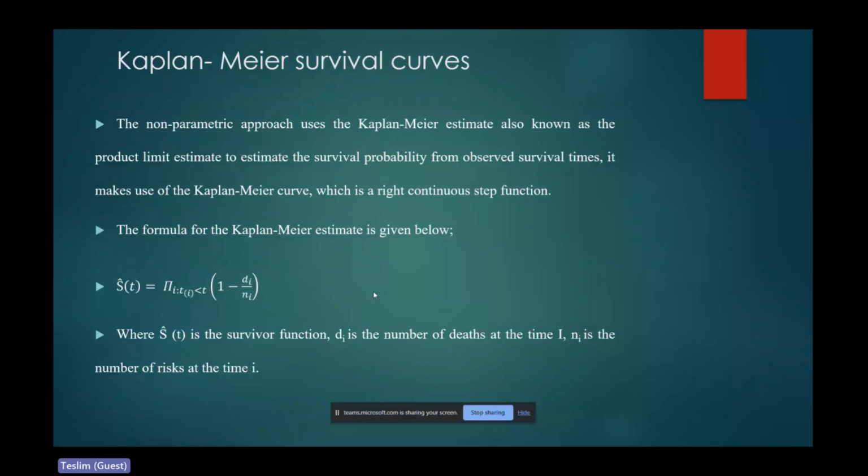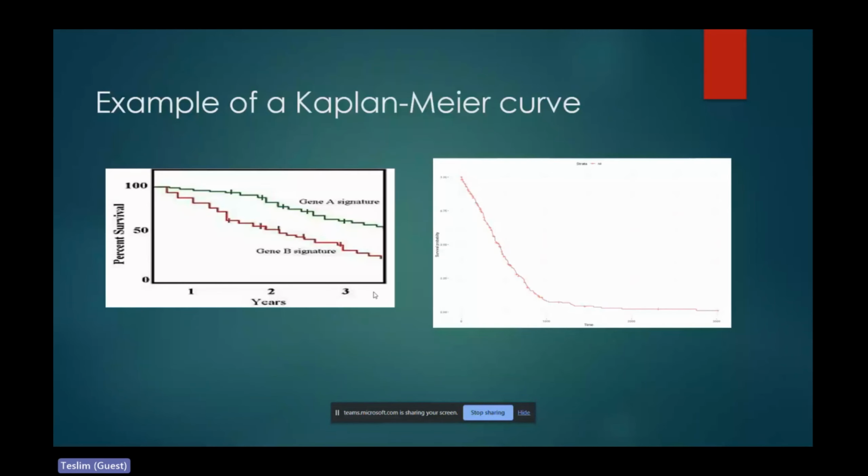So this is an example of how the Kaplan-Meier curves look like. It is like steppy to the right. If you look at the first curve to the left, it contains two covariates, gene A and gene B, which is categorical in nature. You are testing. This is categorical in nature, and this is just a continuous function.